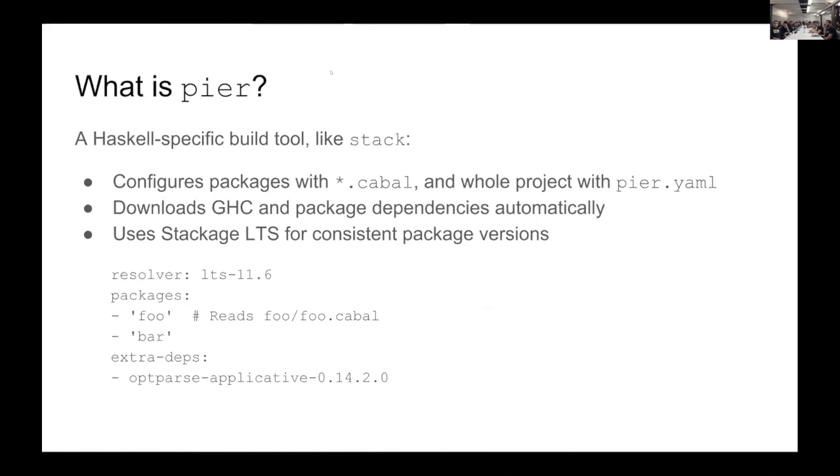And so this is an example of a top-level YAML file, which looks pretty similar to Stack's, where there's a resolver that says which package versions you should have, the local packages, and optionally you can override individual packages, either with new versions or to add packages that are not in the LTS.